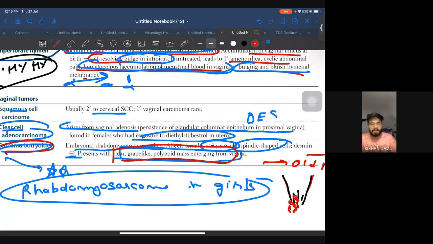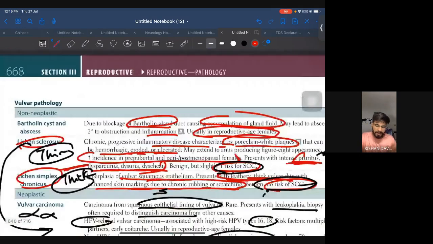Just remember rhabdomyosarcoma with it. Okay, and with clear cell adenocarcinoma remember DES exposure. All right, nothing else. The rest of vulva pathology is not at all high yield.